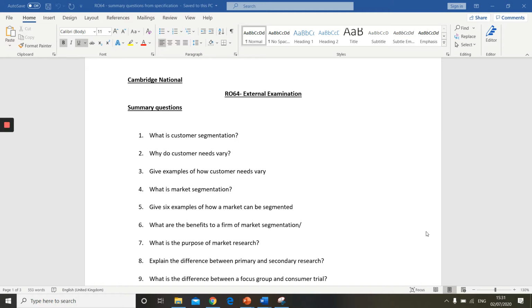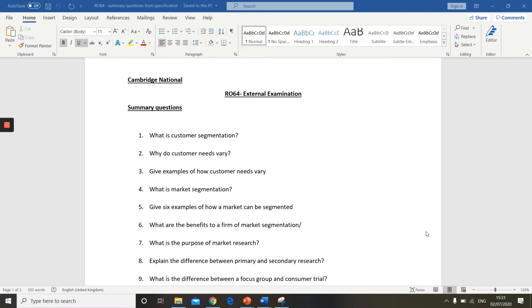Okay, question number 5. This is where you give me some examples of how a market can be segmented. On our curriculum, we have learned 6 different ways with which to segment a market. Pause the video now and note down your 6 examples.